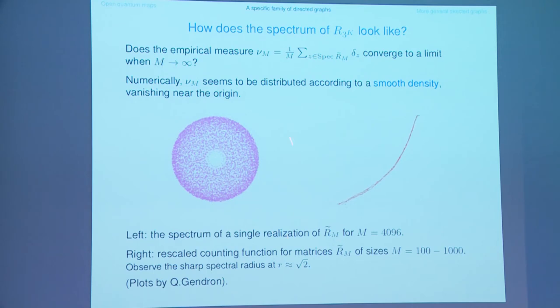This was supposed to be a counting function. It counts the number of eigenvalues which are smaller than r. It should start at zero here and then grow up to one. This is the rescaled counting function of eigenvalues smaller or equal to r as a function of r. You see there is some regularity. There are several curves here because we use several dimensions, and each time we draw the phases randomly several times. So it looks like there is an asymptotic smooth density, but at least we don't know yet what to think about this smooth density.